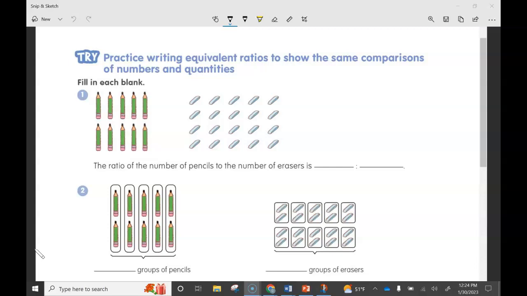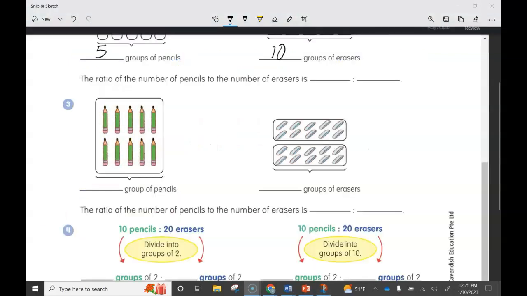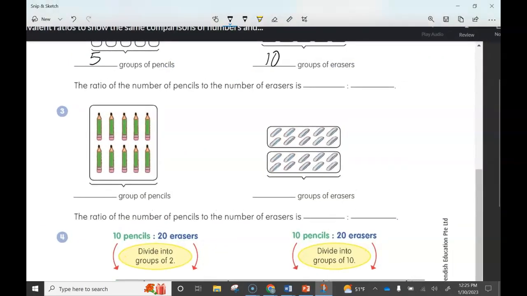Okay, so you can see on page 186, first of all, we can see the number of pencils to the number of erasers. So we have 10 pencils, and we have 20 erasers. So the ratio is 10 to 20. Now let's take a look at an equivalent ratio. If we were to group the pencils in groups of 2, erasers into groups of 2, so 5 groups you can see of pencils, 10 groups of erasers. Now you can see the ratio of number of pencils to erasers is 5 to 10.